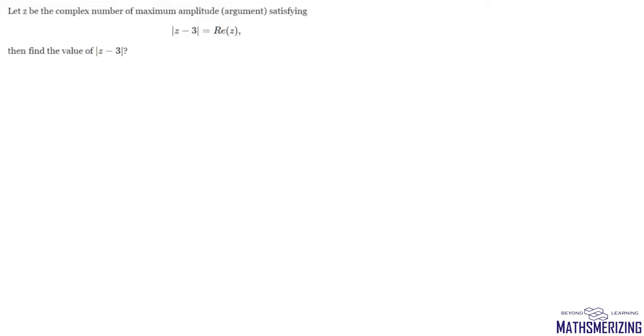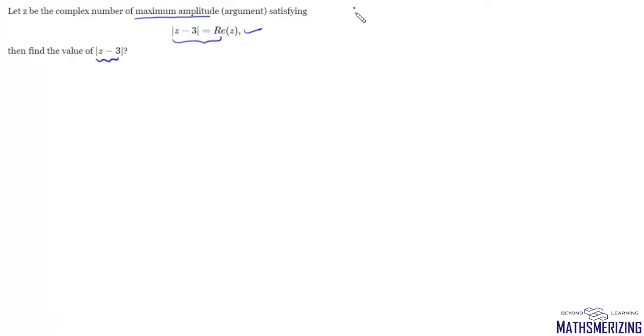Now this is an interesting question involving complex numbers and parabola. It says, let Z be a complex number of maximum amplitude satisfying mod of Z minus 3 is equal to real part of Z. Then we need to find the value of mod Z minus 3. So first we'll simplify this equation.